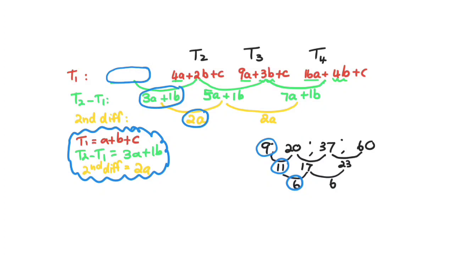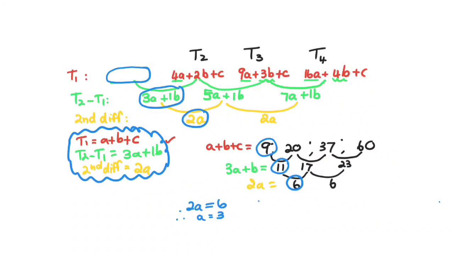So now we know that 2a is going to be equal to 6, and we know that 3a plus 1b is going to be equal to 11, and we know that a plus b plus c is going to be equal to 9. It comes from these three formulas. So now we're going to solve these three equations. We start at the bottom with the easiest one when we say 2a equals 6. Therefore, 1a is 3. So now we've determined a.